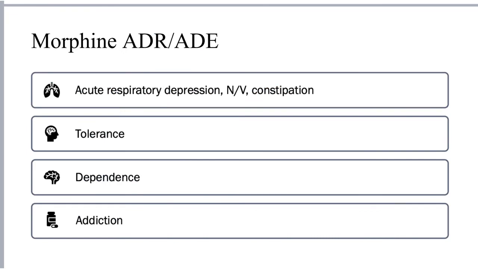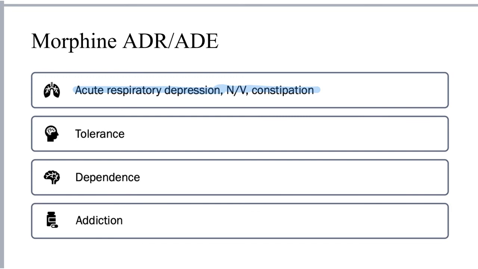The use of morphine is associated with several adverse drug reactions or adverse drug effects. On an acute basis, so immediately after administration, the ADRs to watch out for include respiratory depression and potentially to the point of stopping respiration altogether, nausea and vomiting in some individuals, and this is especially more prevalent in ambulatory individuals, as well as constipation.